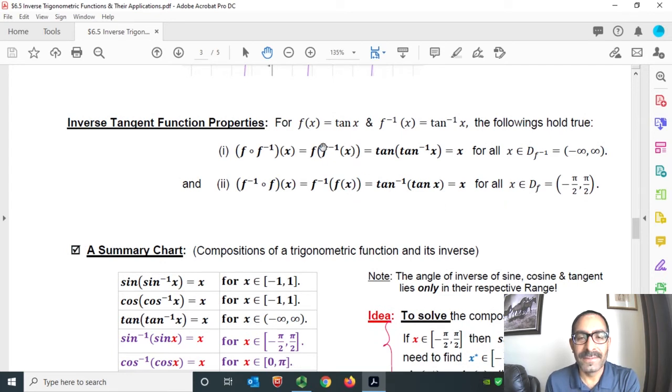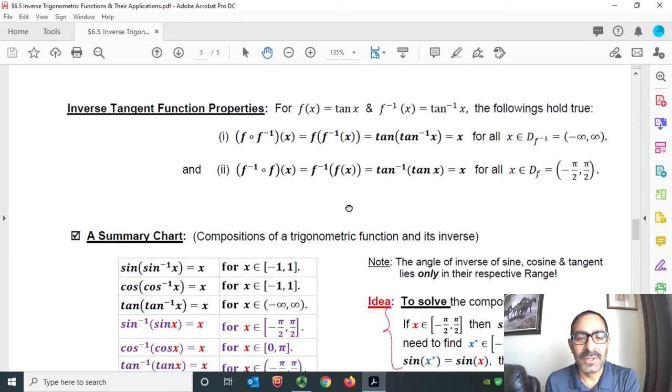For f(x) equals tangent x and f inverse x equals tangent inverse x, the following hold true. The composition with f inverse at x: tan of tan inverse x equals x for all x in the domain of f inverse, and we can switch the position of the function and its inverse. Then f inverse composed with f at x, tan inverse of tan x, equals x for all x in the domain of f. Great.